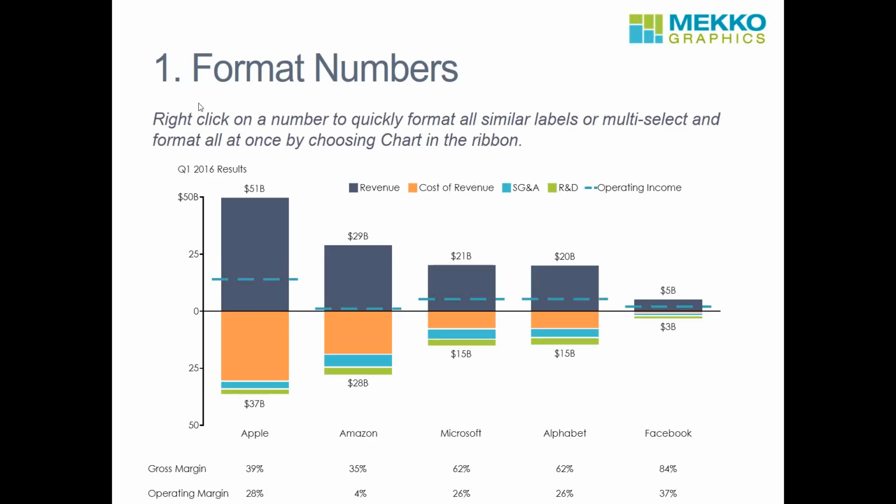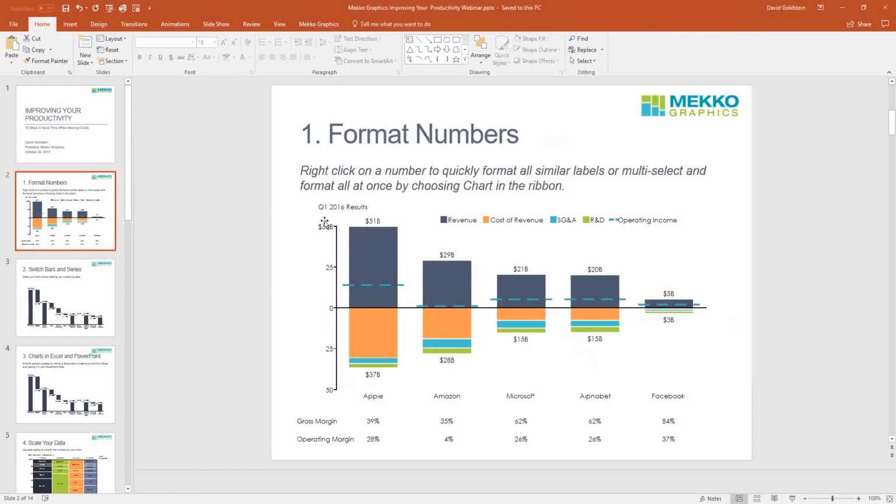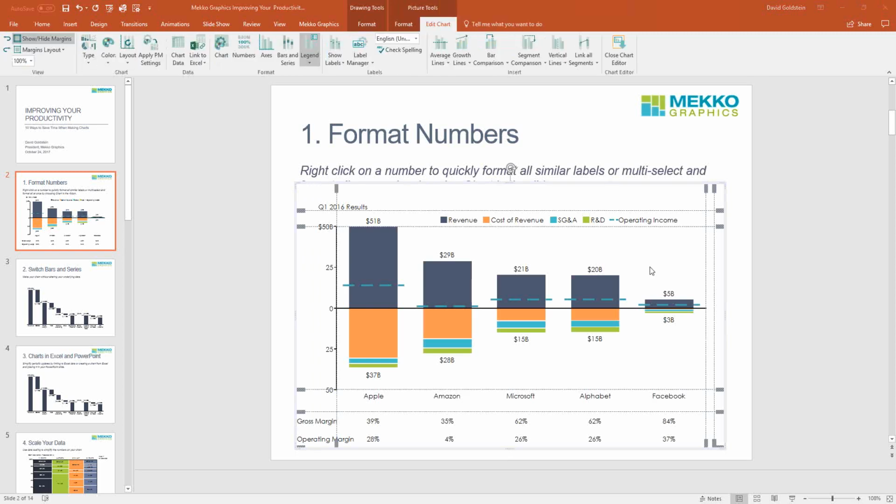So let me start with the first one. The first one I want to show you has to do with formatting numbers in your Mekko Graphics charts. There are a couple of ways to do that. You can see here in this chart that we've got number formatting in our bar totals and in our y-axis and in our data rows. So I'm just going to double click on this chart to get us going, and I will show you the two different ways you can change the number formats.